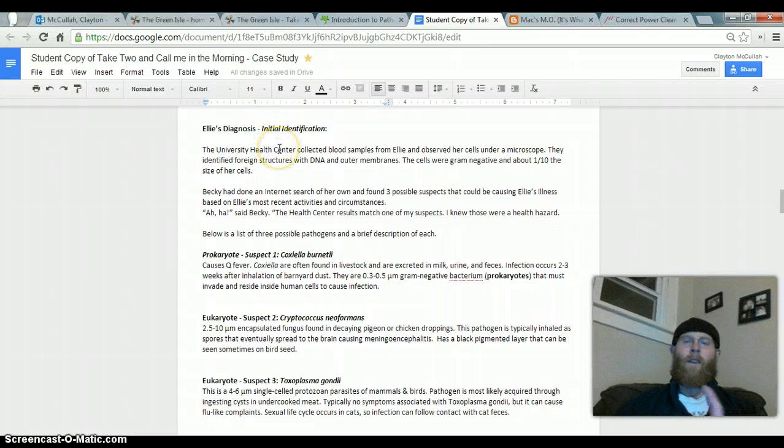On this page right here, you're going to do the same strategy you did earlier, the read and say something or read and speak, in order to get through this information, because this page is going to introduce you to some new findings from the health center, as well as introduce you to a suspect list. Certain pathogens, based off the characteristics found in her blood and the symptoms she has, could be the cause.